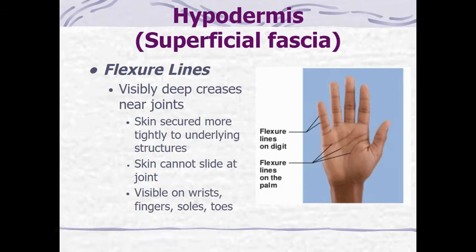Flexure lines originate from the hypodermis. So if you look at your hand, you can see you have all of these deep creases. And you have these in your wrist, your elbow, your ankle, your toes, your knee. These are locations where your skin is actually secured more tightly between the hypodermis and the muscle. At this point, the skin isn't able to slide. And so you're going to notice these at joints where you have movement, because you want to make sure that the skin is tacked down so that it's not sliding all over or changing position when you're moving various parts of your body.